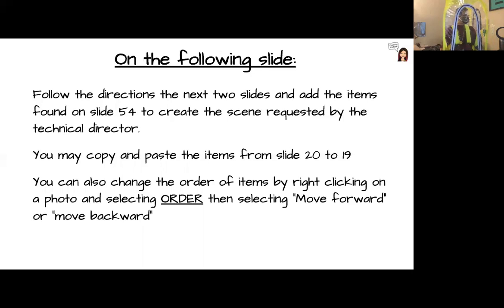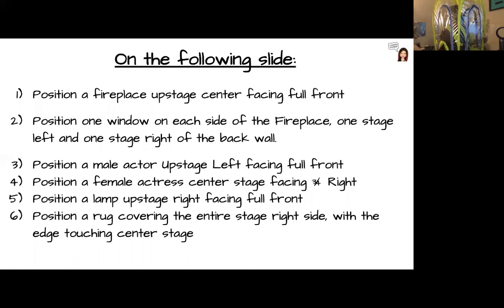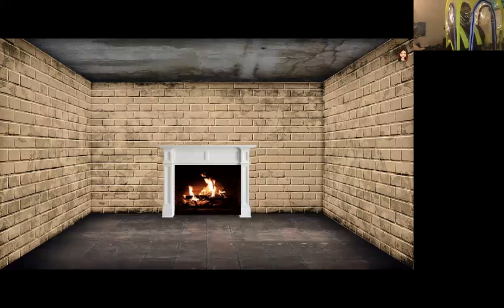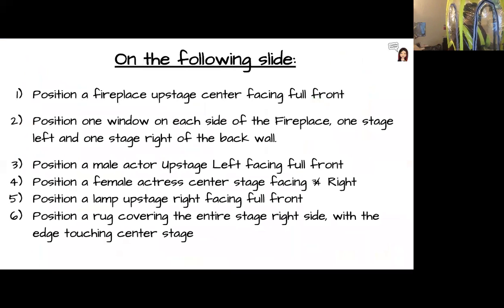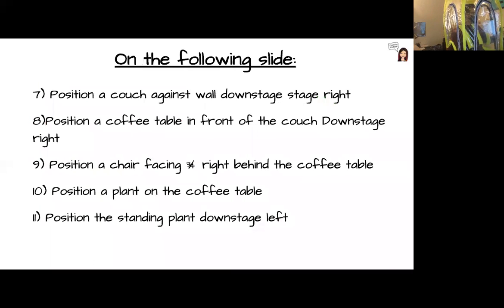So on this next slide, this is something that you will do independently. I would like you to follow the directions on the next 2 slides and add the items provided to create the scene requested by me, the technical director. I have given you a blank stage with a fireplace on it. This is a proscenium stage. And I have given you a catalog of items and set pieces, as well as your actors. What I would like you to do is follow these 11 directions.